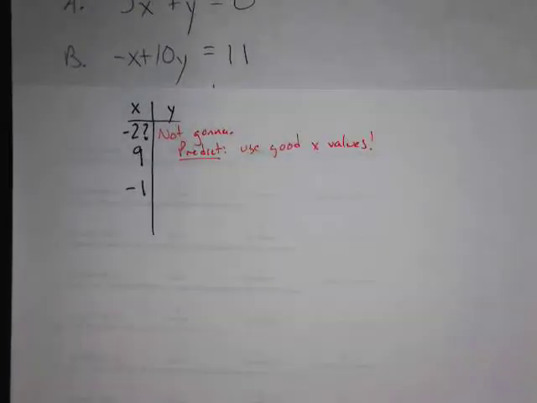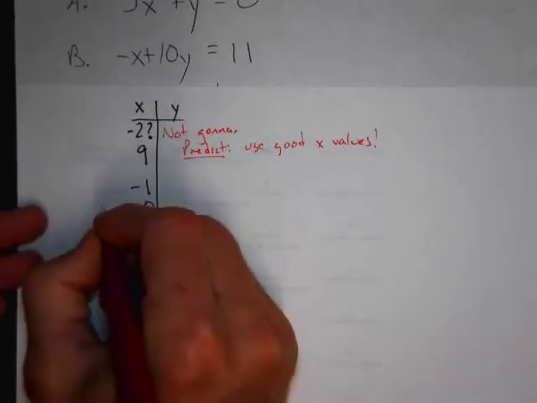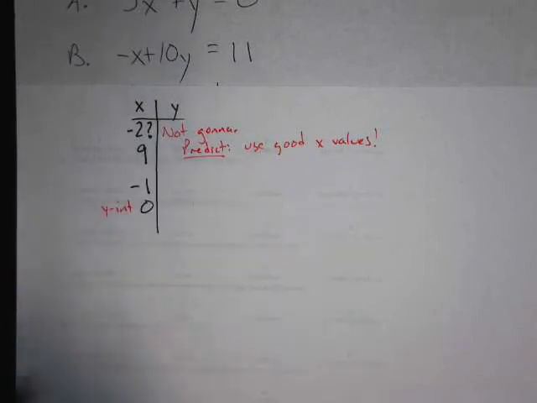Now I'm also going to have my intercepts, right? So I want x to be 0. That's my y-intercept. And I want y to be 0. That's my x-intercept.